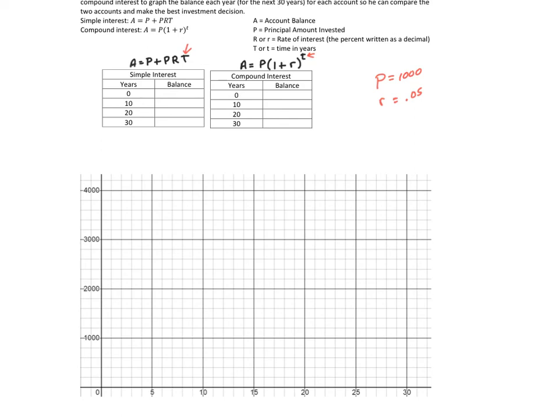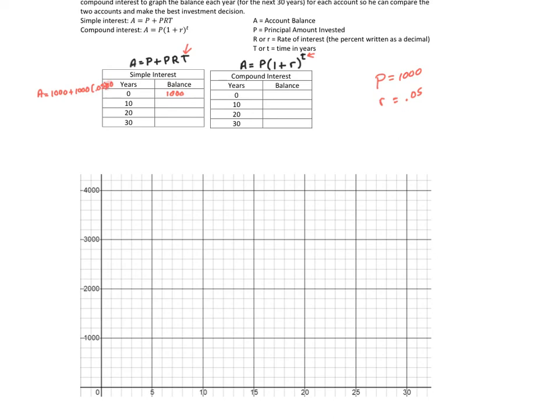So to find these values that go in our table for simple interest, let's do the first one. A equals 1,000 plus 1,000 times 0.05 times 0. Oh, that's just going to be 1,000. I should have known that without writing that out. Okay, I'm going to use that for the next one.